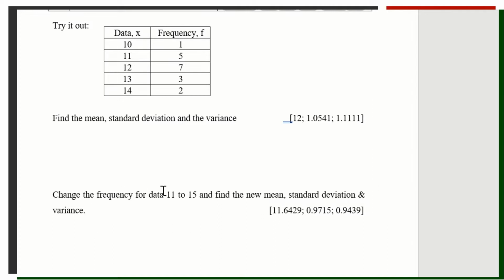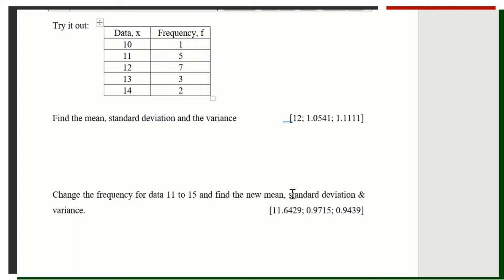Change the frequency for data 11 to 15. What this means is, this data 11, you change the frequency to 15. This is what you want to do in part B. A lot of students misunderstand the question. Basically, there are ways for you to just edit the data. For those using the Casio calculators, you just go back to data. You will see a table, right? In the table, you edit it. The 5, you change to 15. You don't go and re-enter all your data back into the calculator.